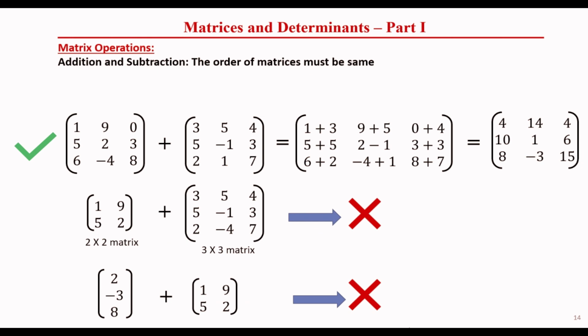And here, for the first set of matrix, since we can add them because their orders are same, we can basically add elements relative to their position. So the element from first row, first column of the first matrix is added to the element from first row, first column in the second matrix, and so on and so forth.